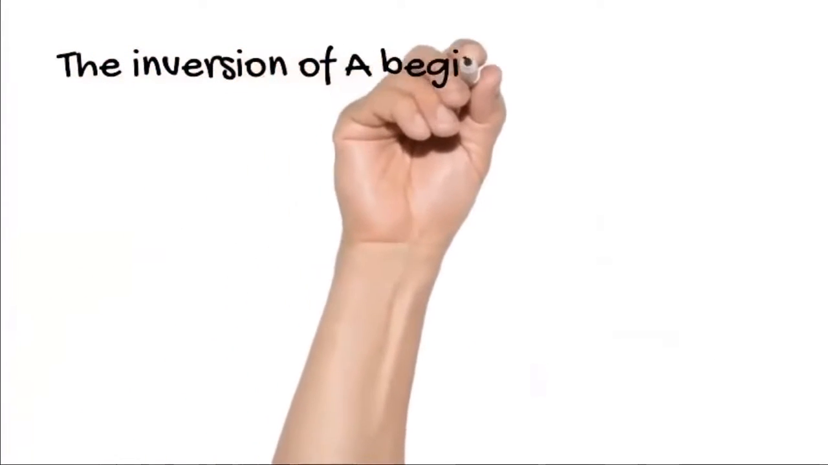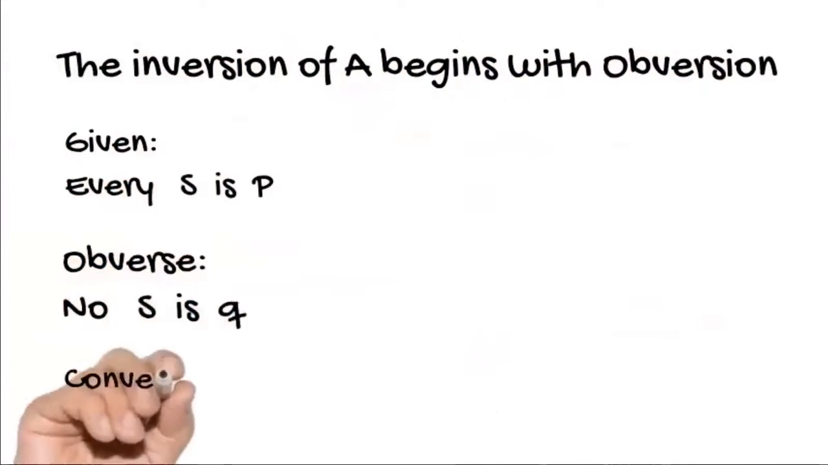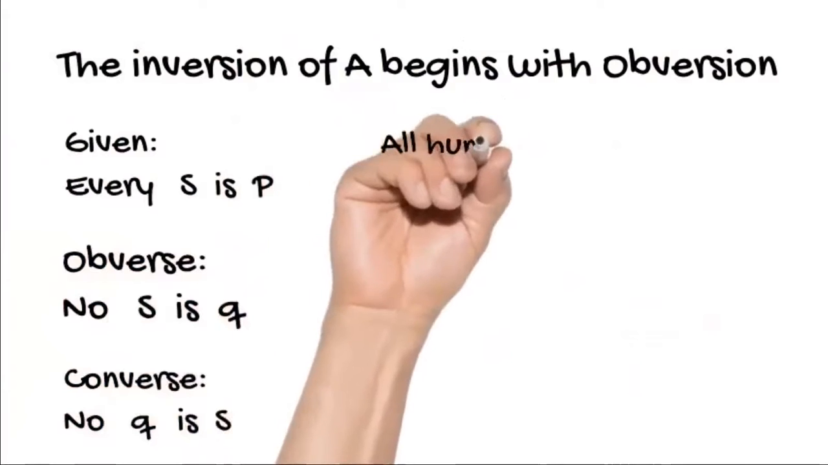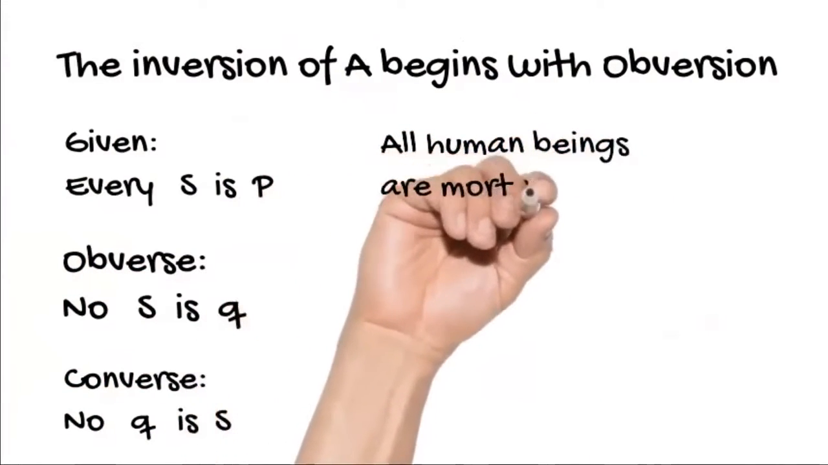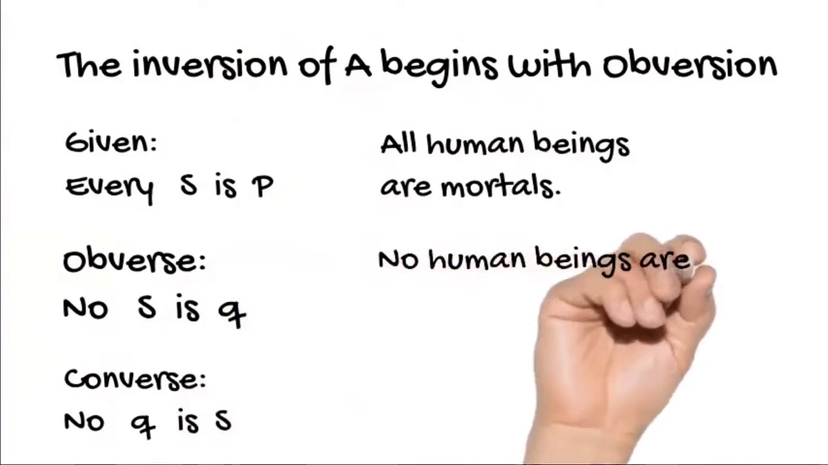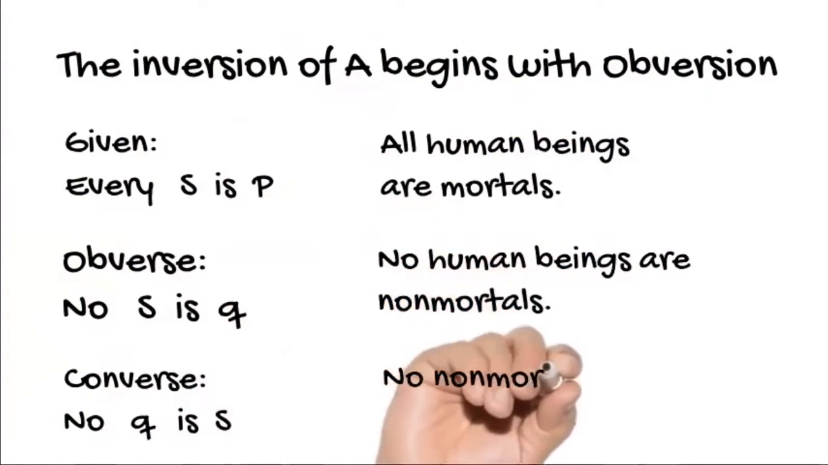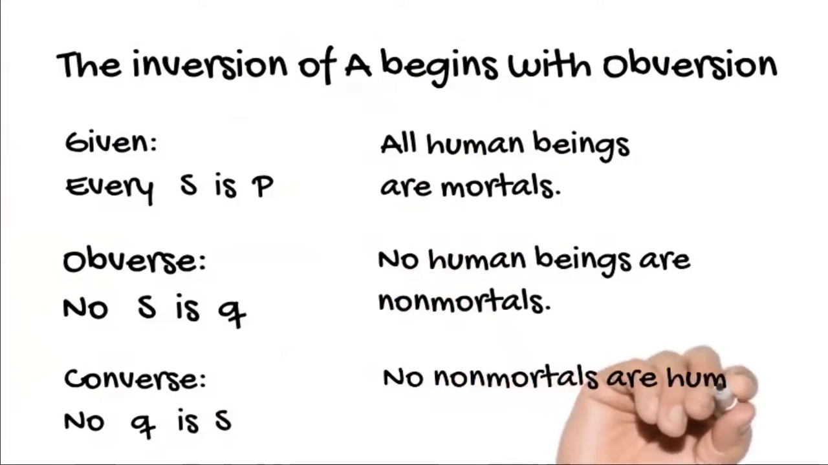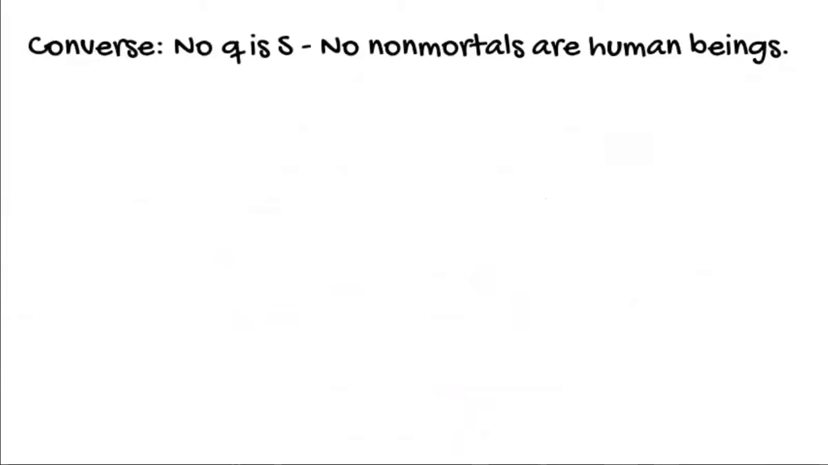To apply the process, the inversion of an A proposition begins with obversion. So you have the given, then you obverse, then you converse. For example, all human beings are mortals. So the obverse is no human beings are non-mortals. And you converse it, that's why you have no non-mortals are human beings. In the next slide, we will obvert this converse.